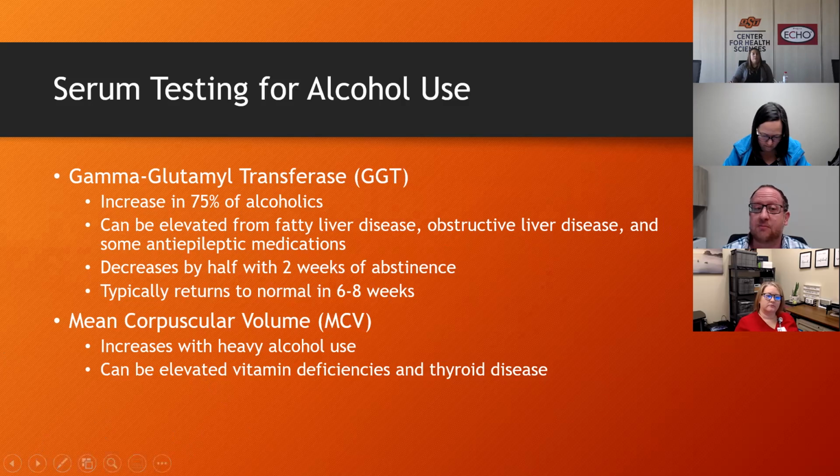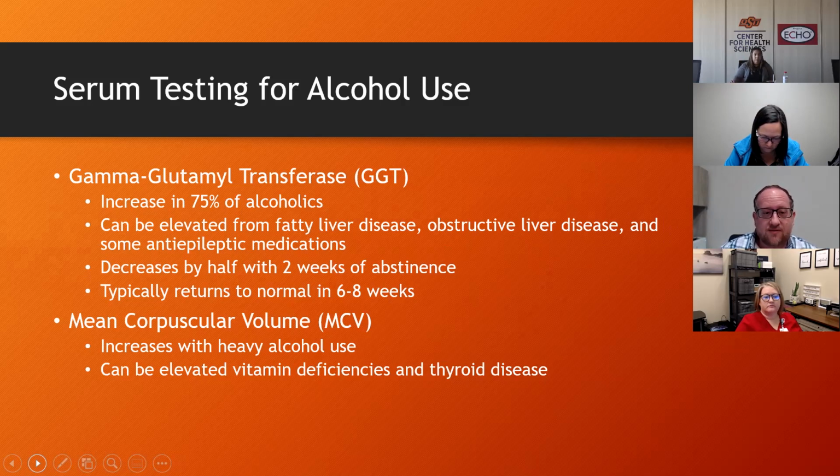It's done by blood draw, and it's found to be increased in about 75% of individuals who have alcohol use disorder, who are heavy alcohol users. It can also be elevated from other things as well. So as I mentioned, not specific. Fatty liver diseases, obstructive liver disease, so pretty much any kind of liver disease where there's liver death or necrosis of cells can result in elevation of GGT. And then some anti-epileptic medications can as well.